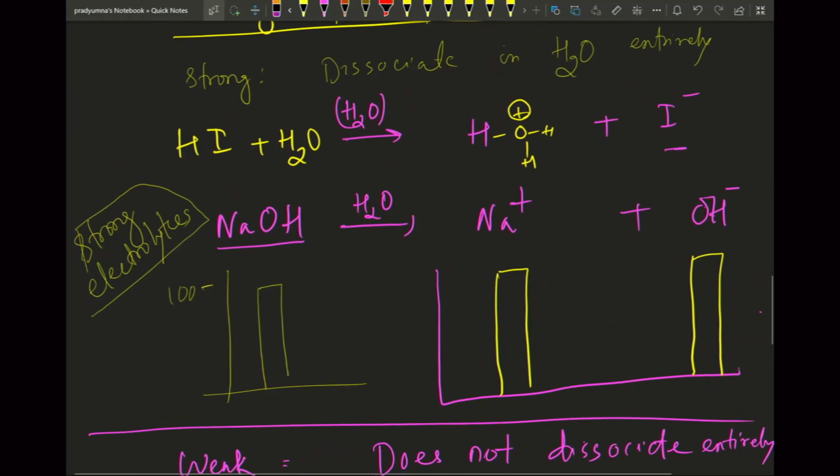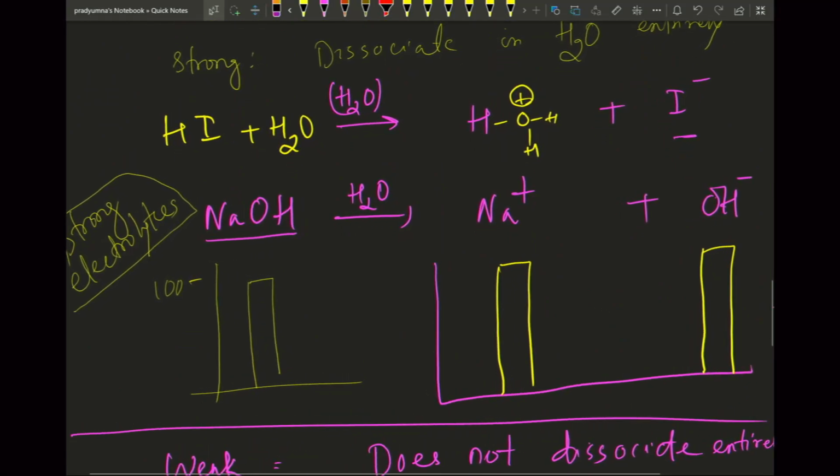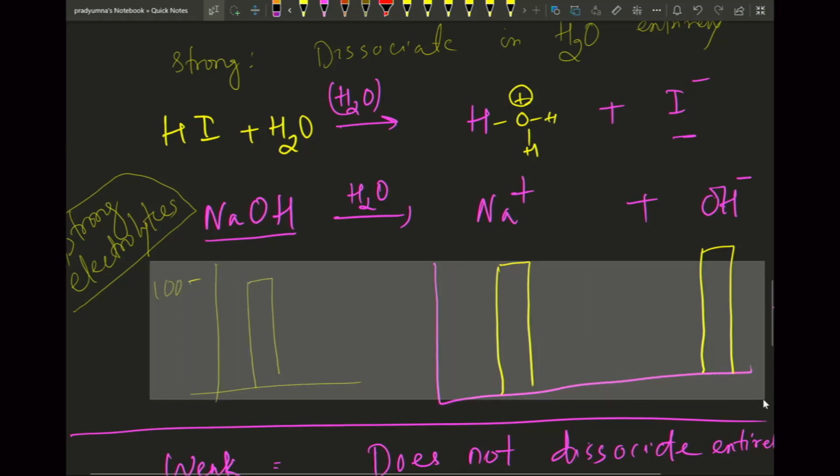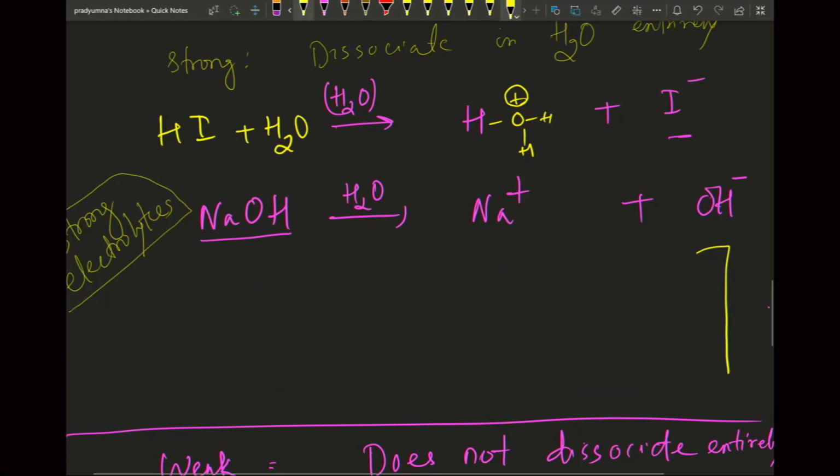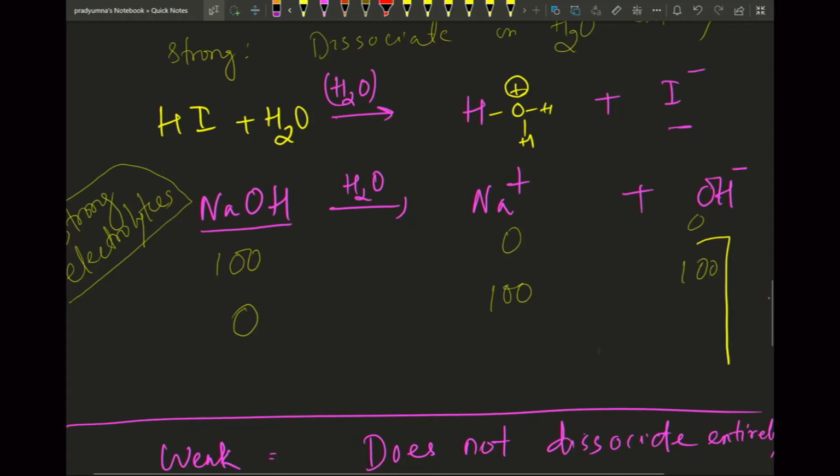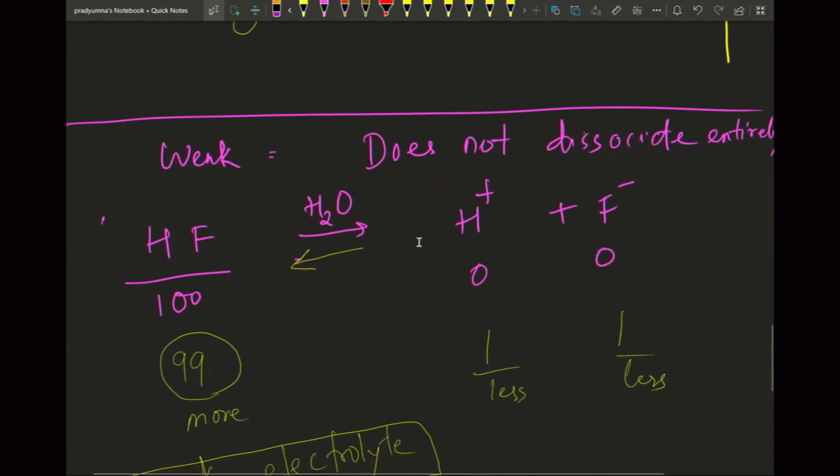Again, a quick recap: a strong acid dissociates entirely. Maybe I should redraw here. If I dump 100 sodium hydroxide here, initially I should get 0, but instantly, after a few microseconds, milliseconds, nanoseconds, whatever you want to call it, all the sodium hydroxide is going to change. You should get 100 sodium plus and 100 OH minus. Almost everything is going to change to sodium plus and OH minus. That's why you see the arrow in one direction, and for weak ones you might see arrows in both directions.